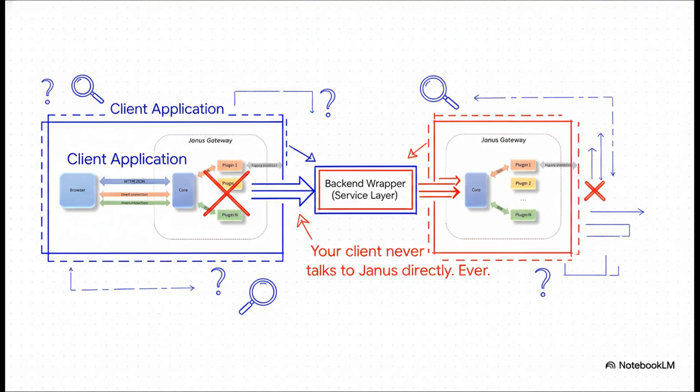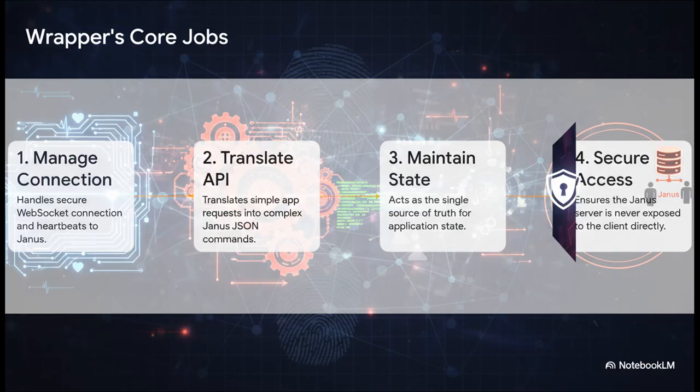And here it is. We take that exact same diagram from before, but we add one critical piece, a back-end wrapper. This is your own service layer, your application backend, that sits right between your client app and the Janus core. From this point on, your client never ever talks to Janus directly. It only talks to your backend service. Now, this wrapper has a few really important jobs.